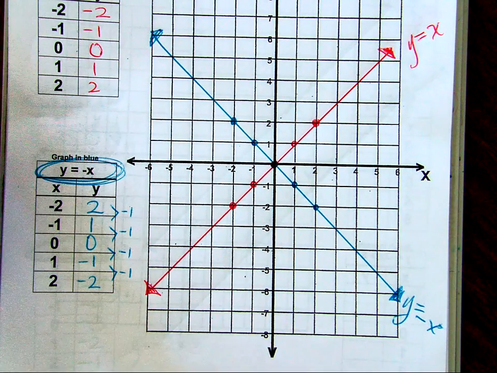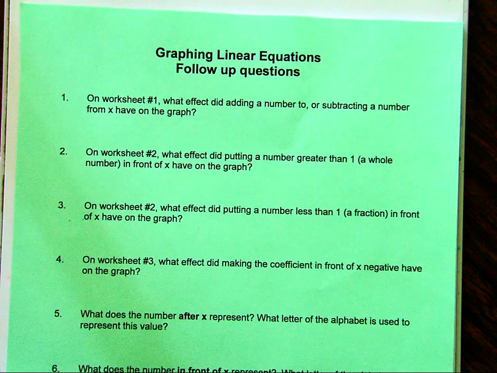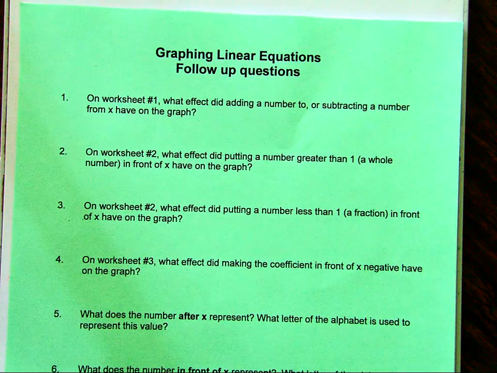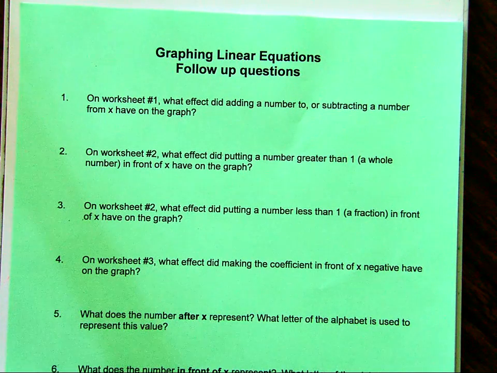So now what you're going to do is put this away real quick, but you're going to flip the back side of your green sheet, the one that we took the notes on. And we only worked on worksheet number 1 and 3. So we can only answer the question for a couple of these here. So on worksheet 1, I want you to see, without me telling you, what effect did adding a number to or subtracting a number from x have on the graph? I want you to think about that answer.